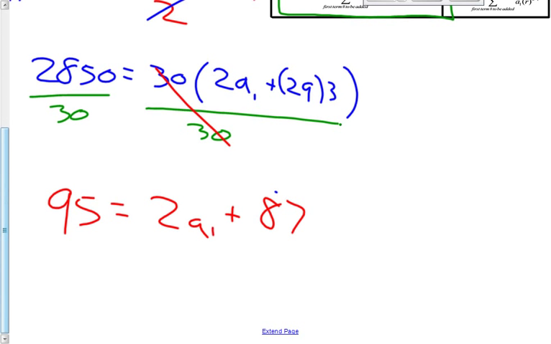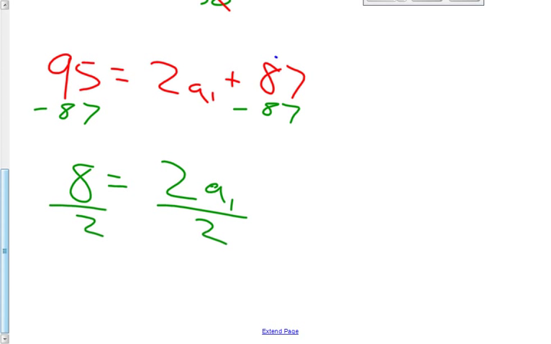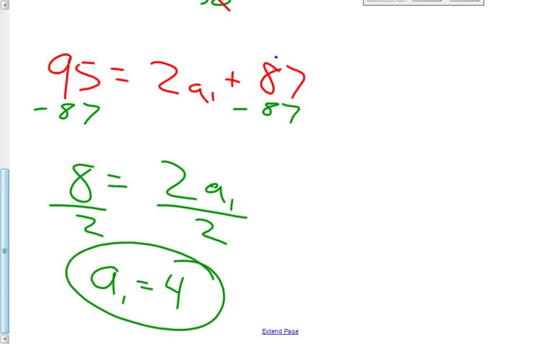Okay, almost done. Subtract 87 from both sides. 95 minus 87 is 8. That equals 2 A sub 1. And lastly, divide both sides by 2. And what is the value of A sub 1? It is 4.